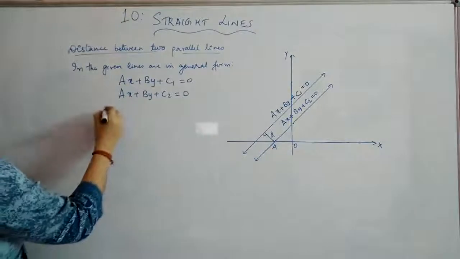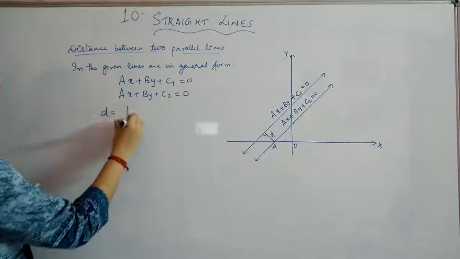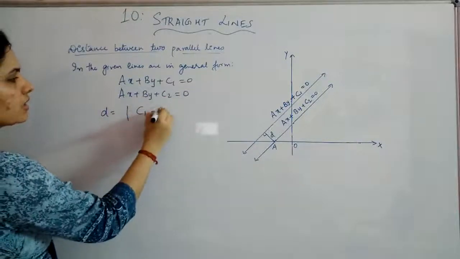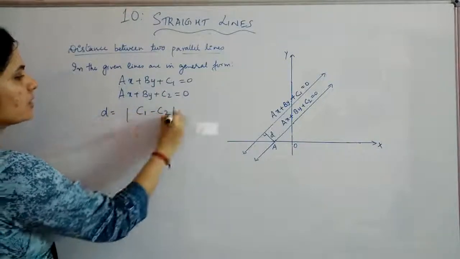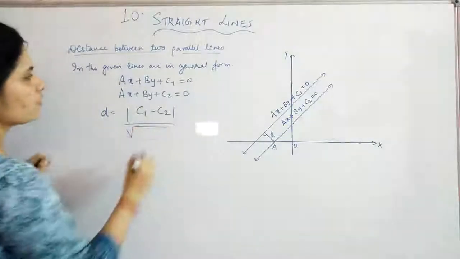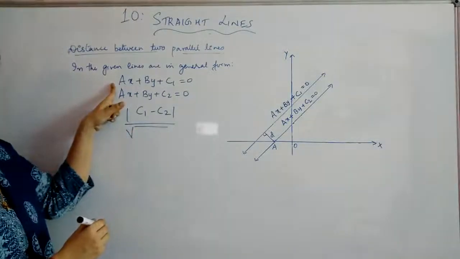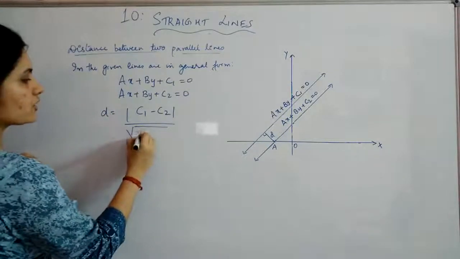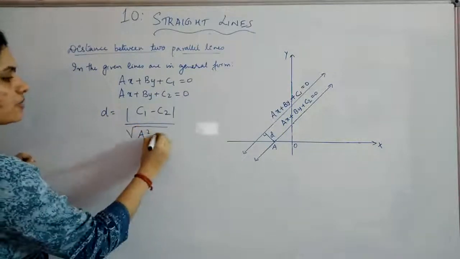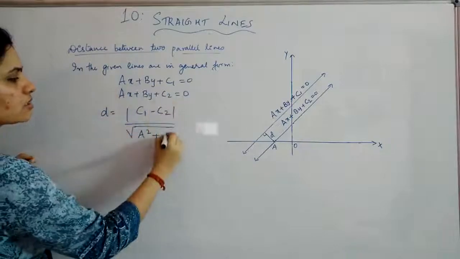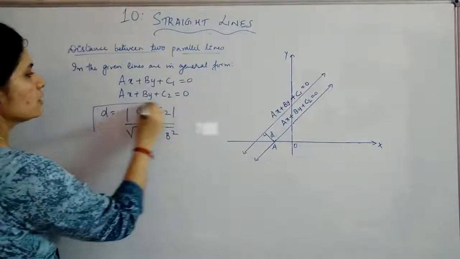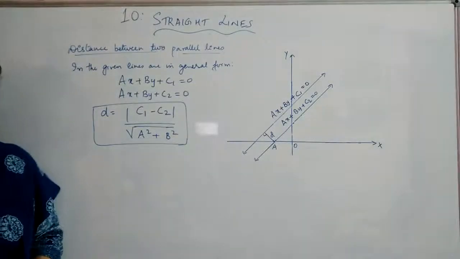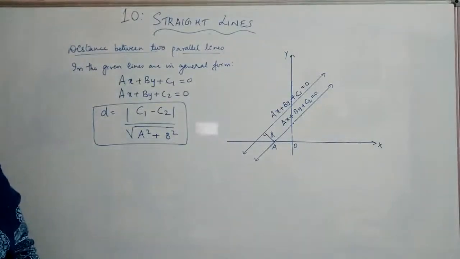Means again you will have d is equal to modulus of the difference between their constants, that is c1 minus c2, divided by root of coefficient of x the whole square. What is the coefficient of x? In both the lines you can see it is same. So coefficient of x the whole square is a square plus coefficient of y is b, so it is b square. So this is the distance between the two parallel lines when the lines given are in the general form. Okay.